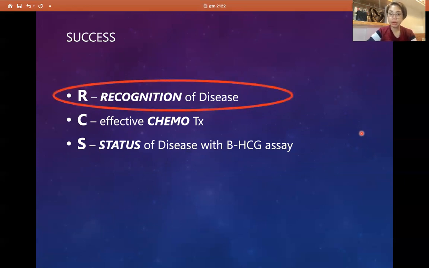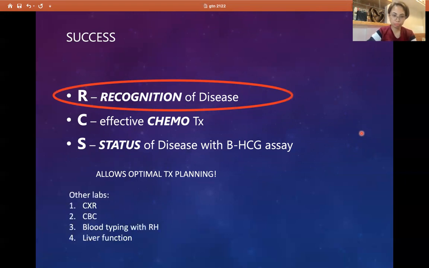Now that we are able to recognize the disease through its signs and symptoms and diagnosis, it allows us an optimal treatment plan. Therefore, apart from the ultrasound, we should also request other laboratories, such as chest X-ray, for us to be able to identify if there are metastases, more especially in the lungs because it's the most common site. CBC, because as we said, there is an occult bleeding, so we should be able to identify how bad the bleeding is. Blood typing with Rh, liver function tests also.